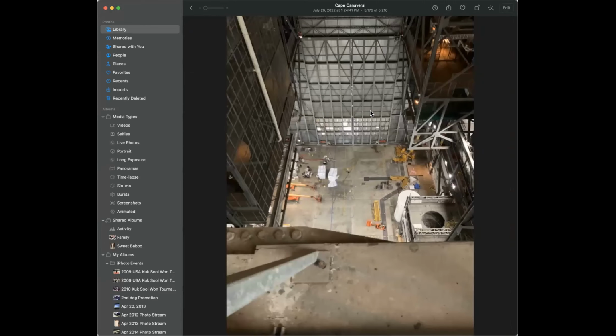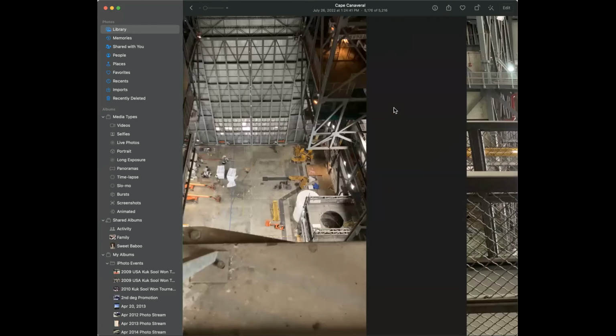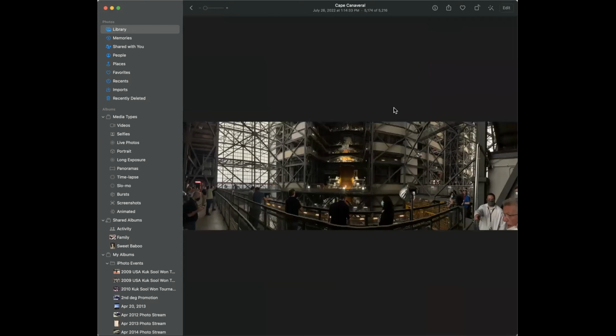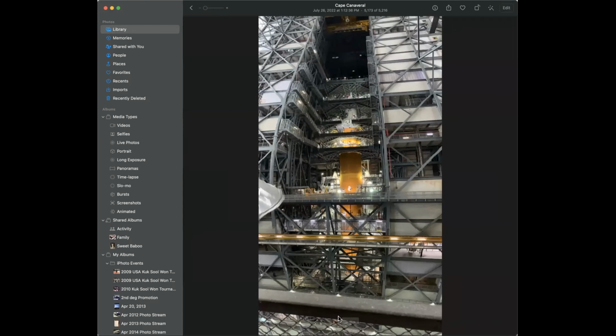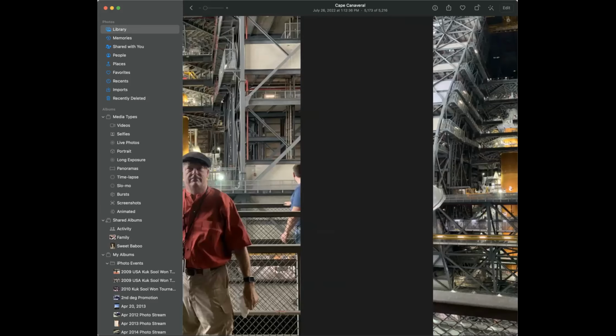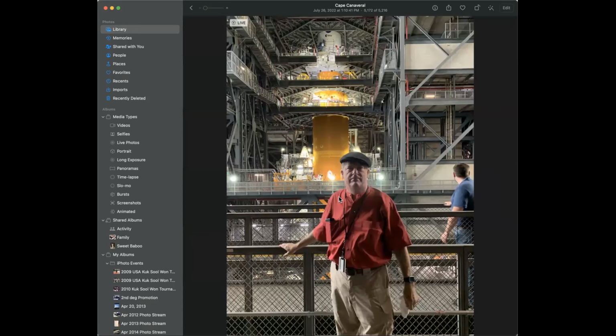And let's see, what else do I have? Yeah, it's a long way down. Oh, here we go. I think here's another one. This was a panoramic view. And then this is a little more of the whole thing. And just to show you that I didn't scarf these off the internet, there I am.